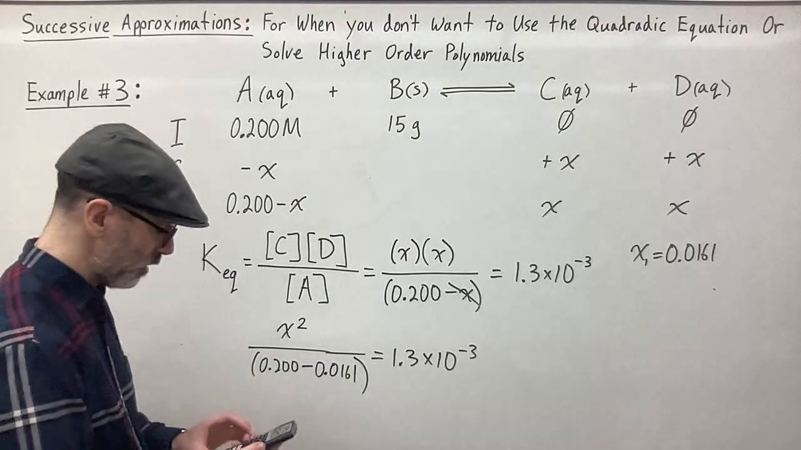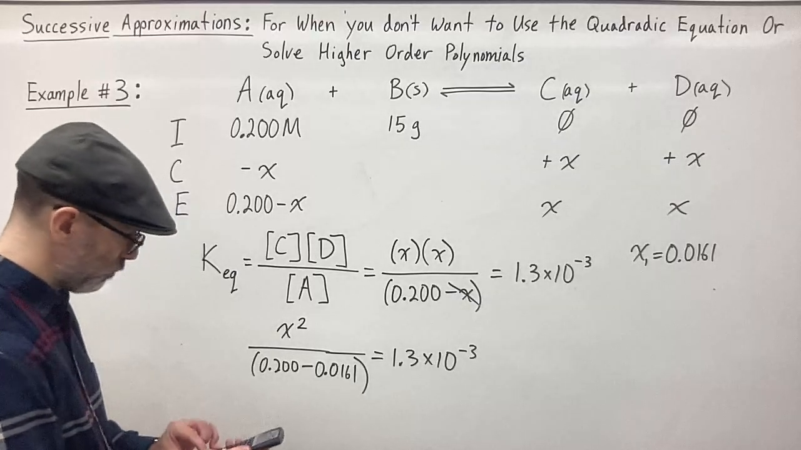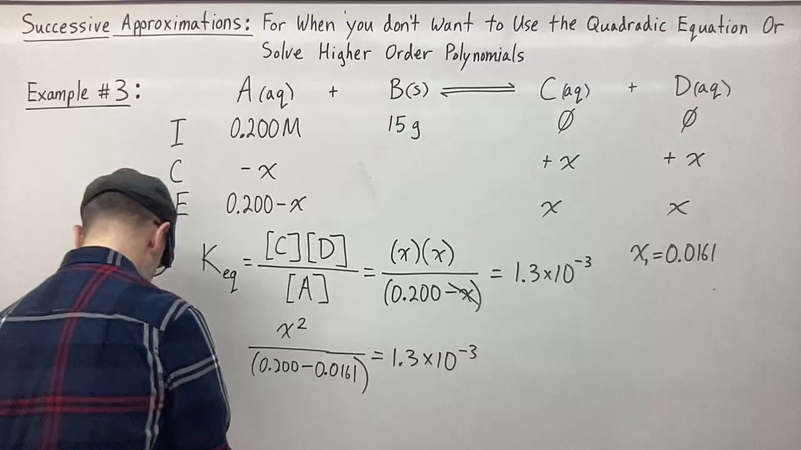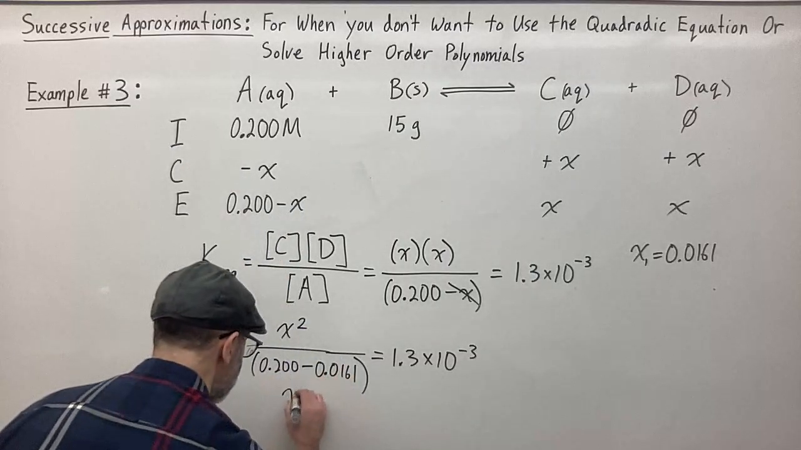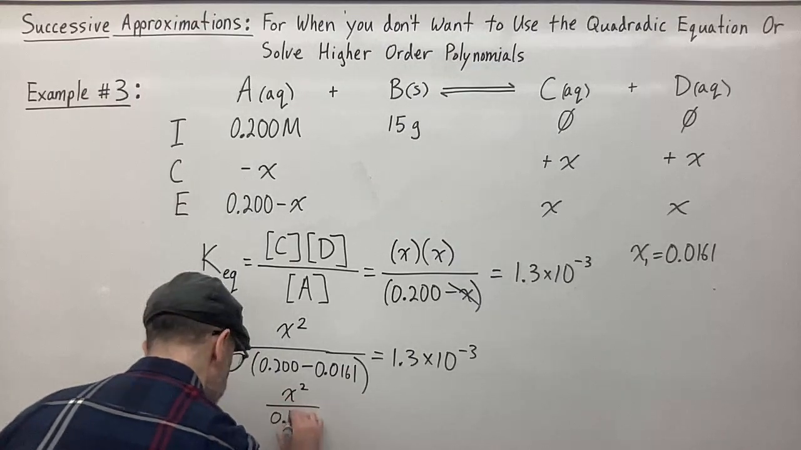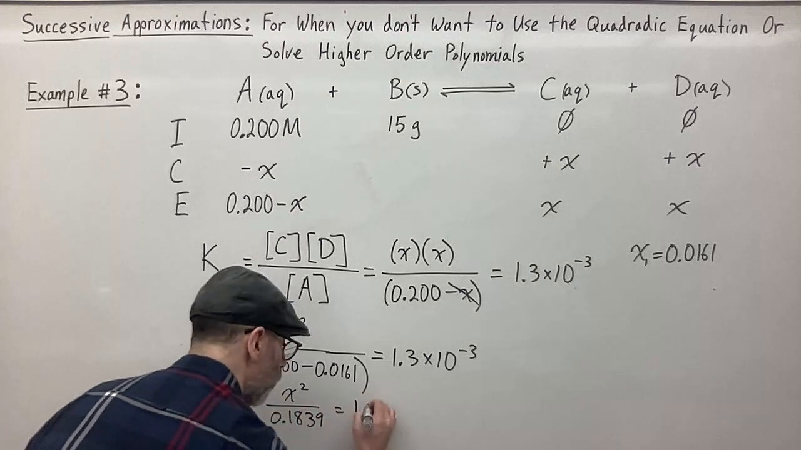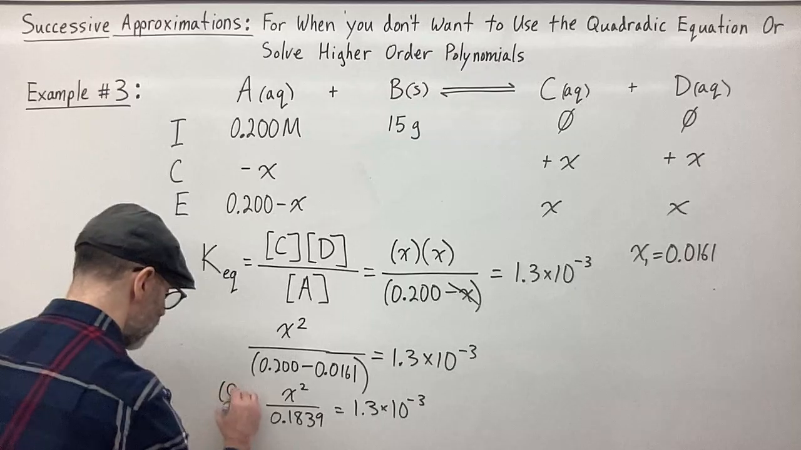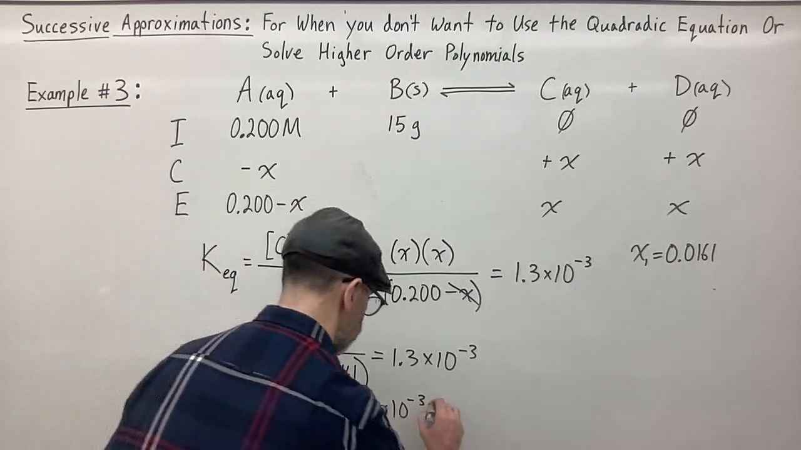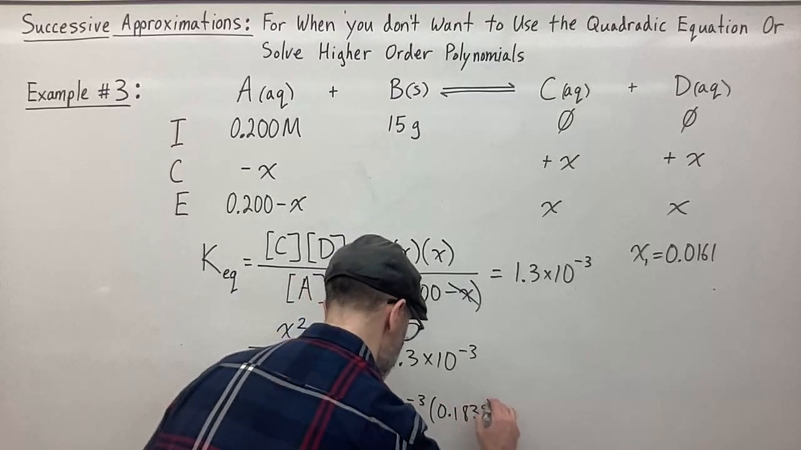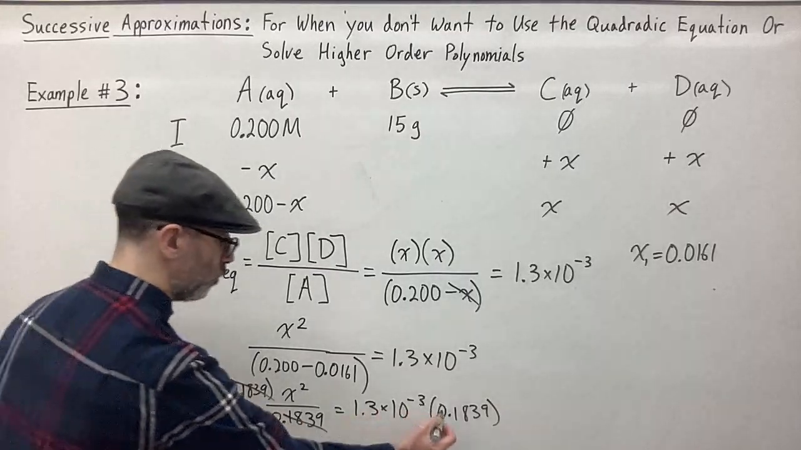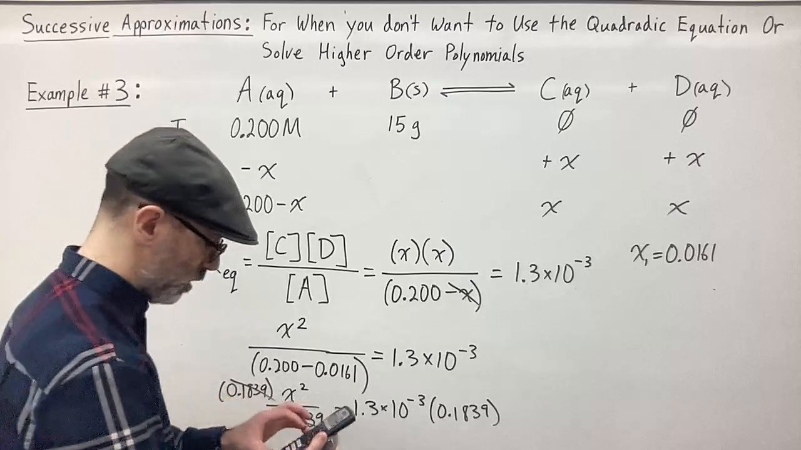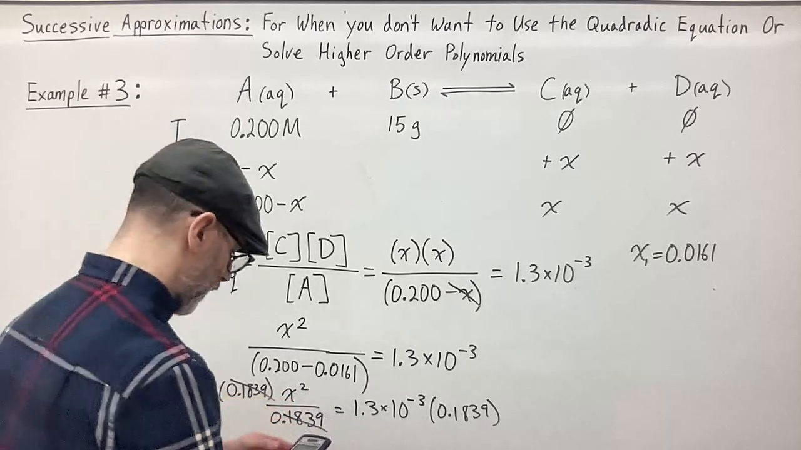Okay, so we do our calculation here. So that's going to be 0.200 minus 0.0161 equals, and that gives us 0.1839. So we get x squared over 0.1839. That's going to be equal to 1.3 times 10 to the negative 3. Okay, so now we multiply both sides by 0.1839. Right, so then that's going to cancel out. Now we multiply these together. Let's go ahead and do that. So I multiply that by 1.3 times 10 to the negative third equals, and I get 2.390.